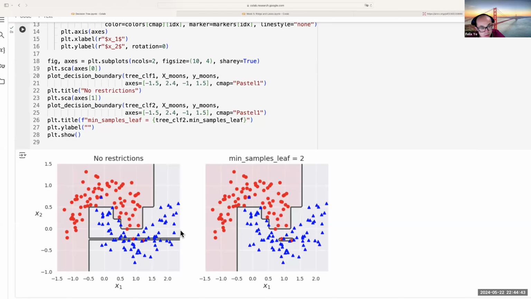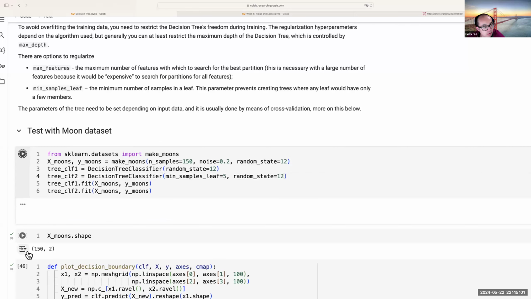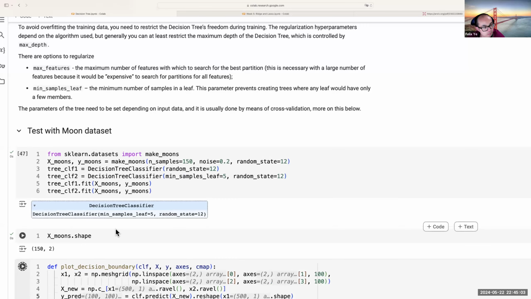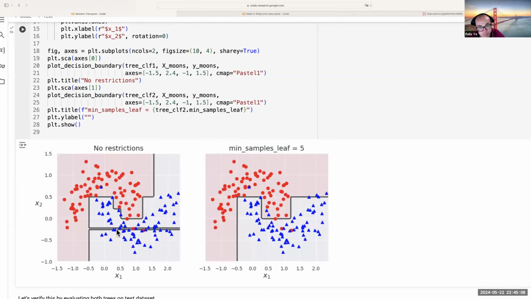Okay, that looks good. In fact, I think this looks better here. You can see it actually creates a zigzag. I think 2 is still too much. Let's try 5 here. Okay, so I think that's good right here.